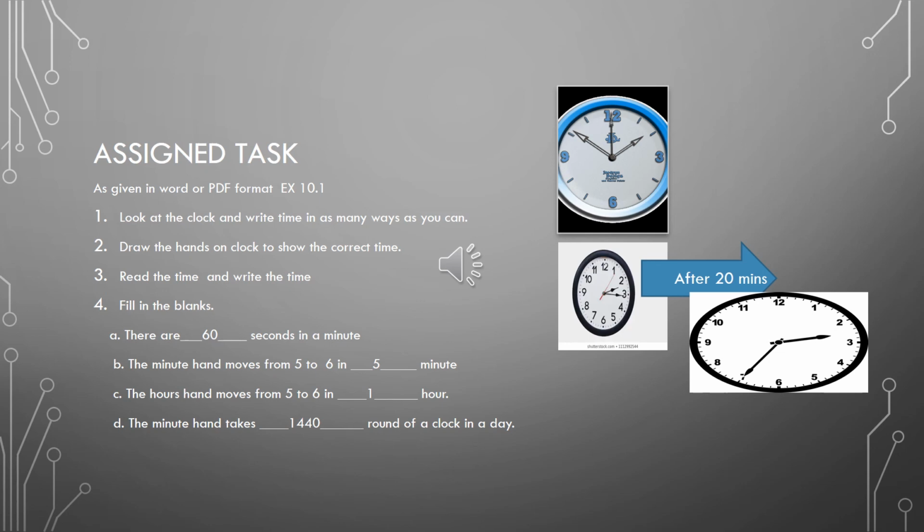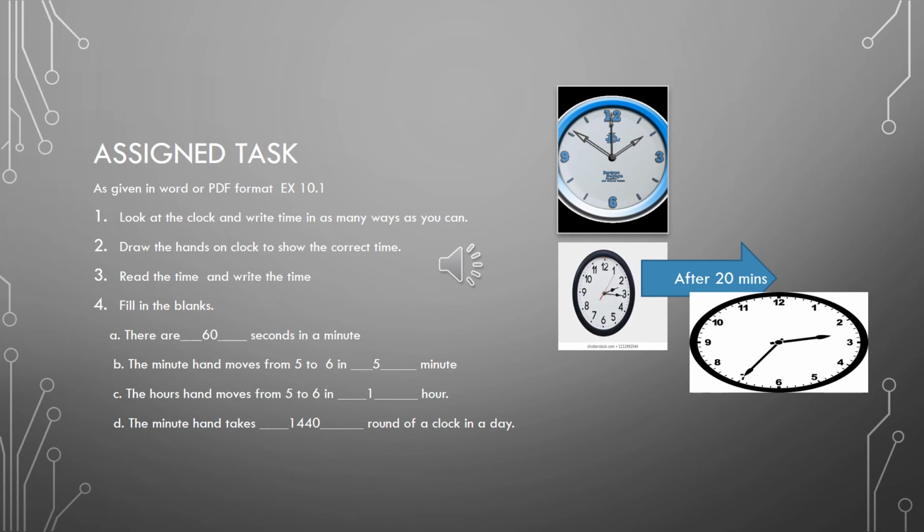Okay. So there are 60 seconds in a minute. How many seconds? There are dash seconds in a minute. So how many seconds in a minute? We have learned in the previous slide. How many seconds? 60 seconds. Done. Now B. The minute hand moves from 5 to 6 in dash minutes. How many minutes? 5 minutes.